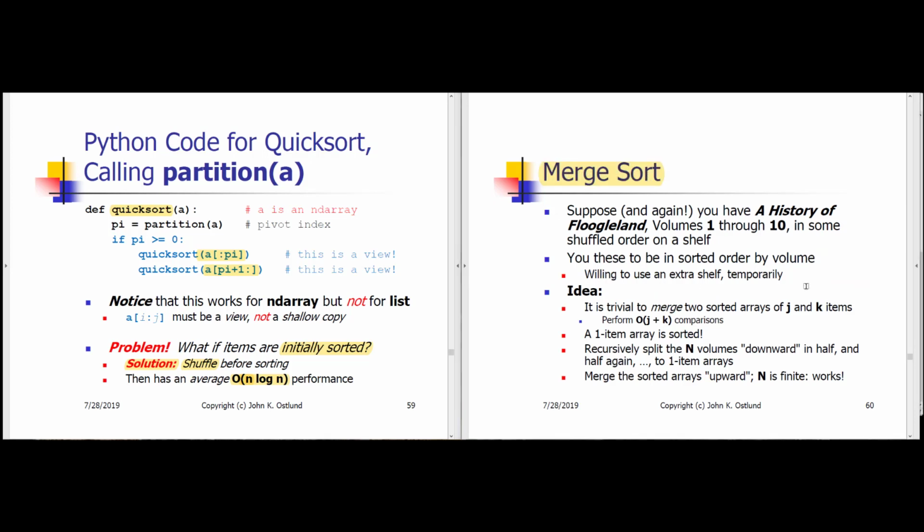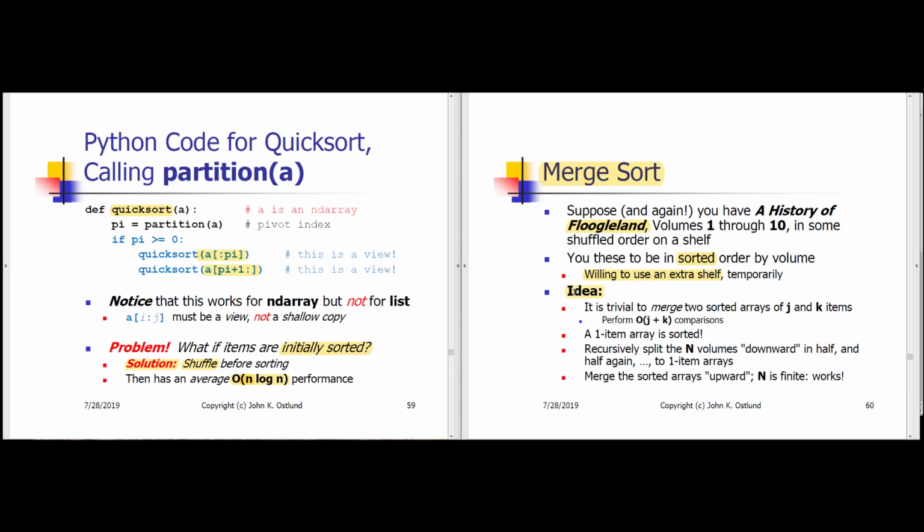Our setup here is similar, but not exactly the same. Once again, we have our 10 volumes of Flugelland history, and we want to have these sorted by volume number. But this time, rather than doing an in-place sort, we are going to be willing to use an extra shelf, that is some extra memory, temporarily.